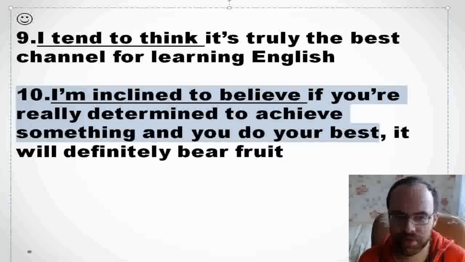So I really hope these phrases are great ones and they will improve your speaking skills greatly so that actually you can become an advanced speaker in English.